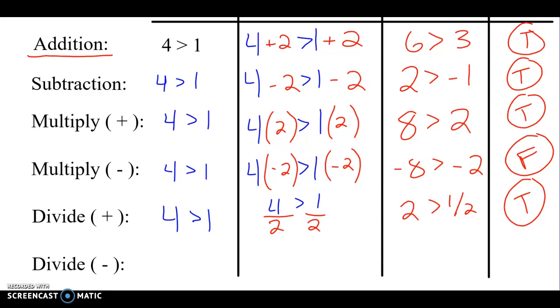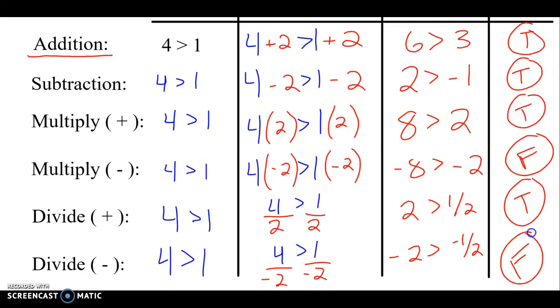And then the last one, start with 4 is greater than 1. But we're going to divide both sides by a negative number. So I'll do negative 2, which gives me negative 2 is greater than negative 1/2. Is negative 2 closer to 0 than negative 1/2? Is it greater than negative 1/2? No, it's false. So which 2 gave us a problem?